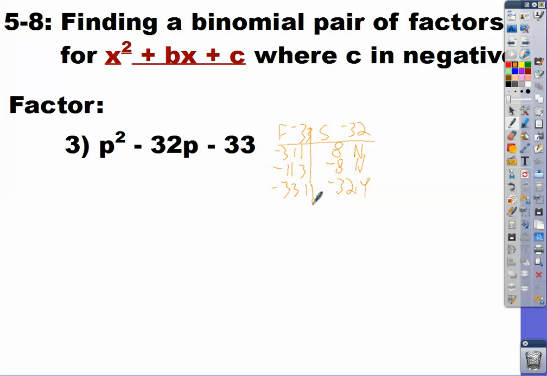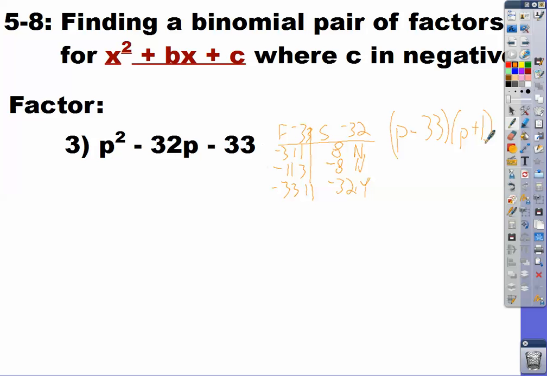And so how you would rewrite this is p minus 33 times p plus 1. Are there any questions?